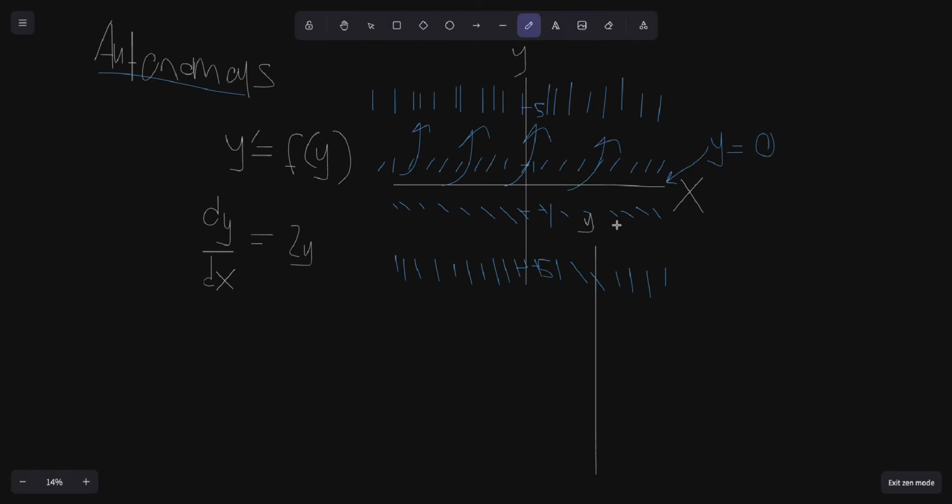And when the slopes diverge away from an equilibrium point, so y is equal to 0 is an equilibrium point, right? And the way you find equilibrium points is you just set the differential equation equal to 0. And so in order for this to be equal to 0, the y value has to be equal to 0.